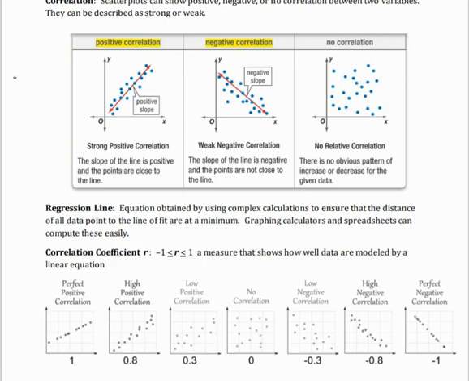Correlation coefficients are part of that data that we get with the regression line, hence R. If R is greater than or equal to -1 and less than or equal to 1, then it shows us a measure of how well that data is modeled as a linear equation. So, of course, if it's closer to -1, that means we have a negative correlation. And if it's closer to +1, that has a positive correlation. If it's 0, there would be no correlation at all.